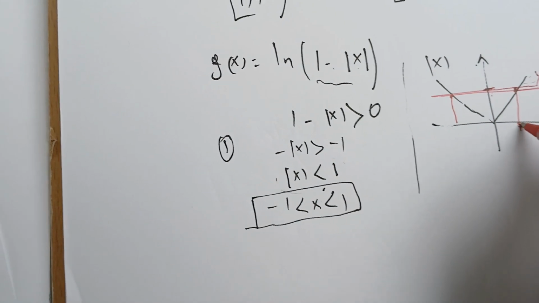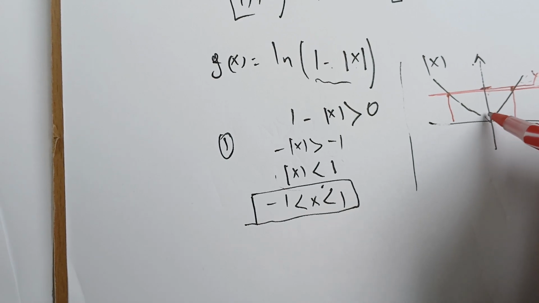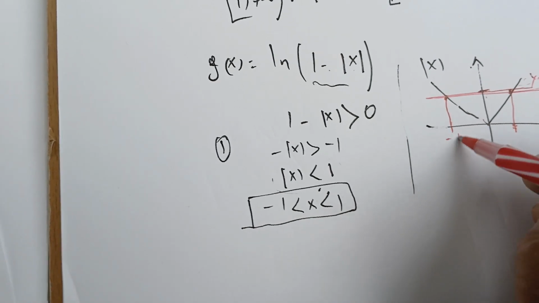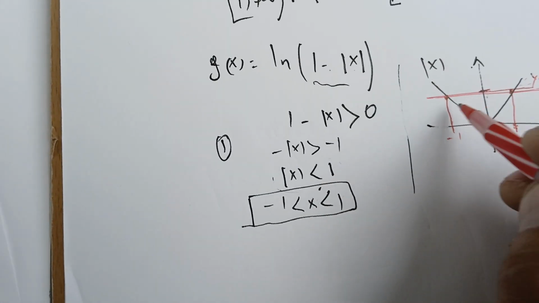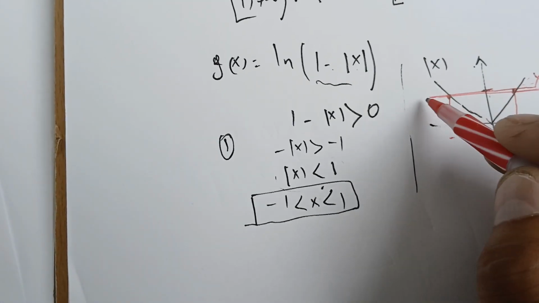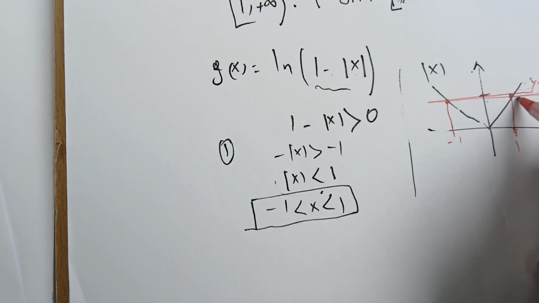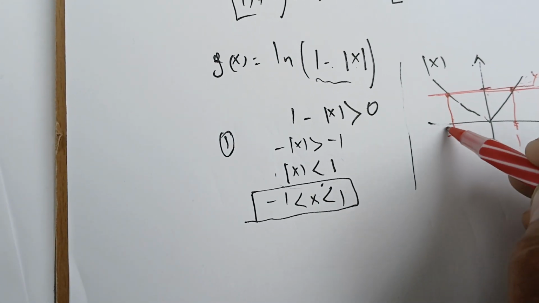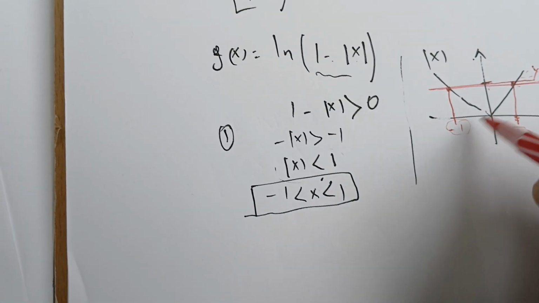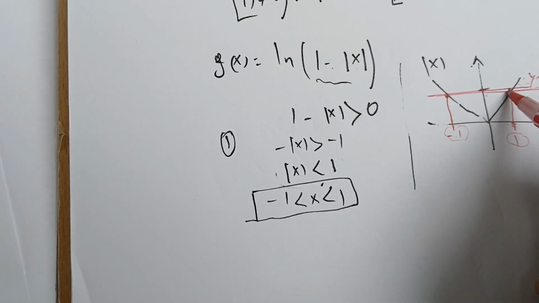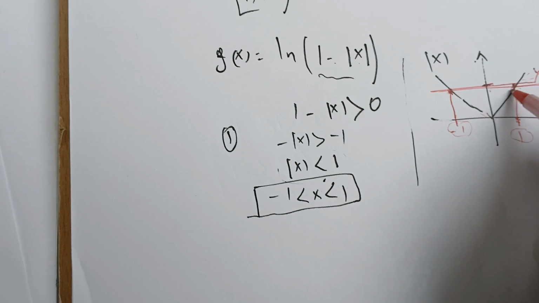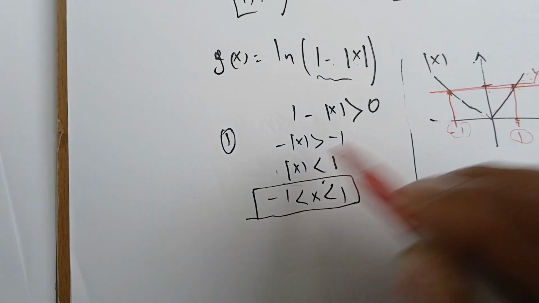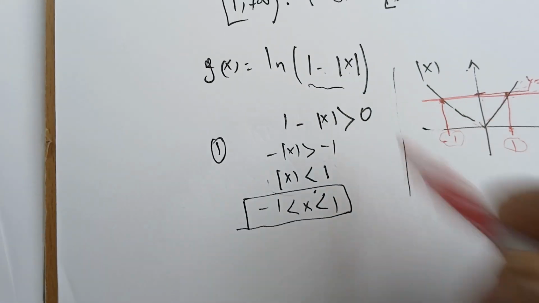So when x is 1, the absolute value of 1 is 1. When x is minus 1, the absolute value of minus 1 is 1. So we don't want them to be equal. We want it to be less. So that means we need to get rid of the minus 1 and 1, because these are the values which can help us reach the value y equals 1. So we want to get rid of them.